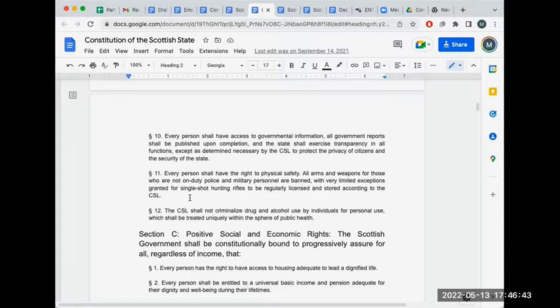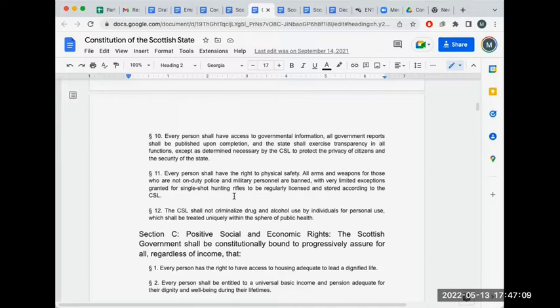All arms and weapons for those who are not on-duty police and military personnel are banned, with very limited exceptions granted for single-shot rifles, very different from the U.S. Constitution's Second Amendment, which guarantees the right to bear arms. I think that Scotland would do very well in not having the amount of arms that the United States does, and thus avoiding the everyday slaughter that the United States undergoes.